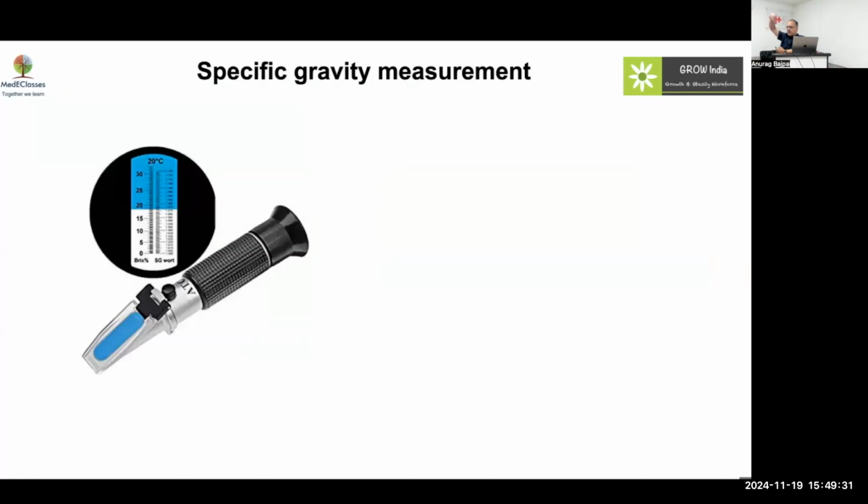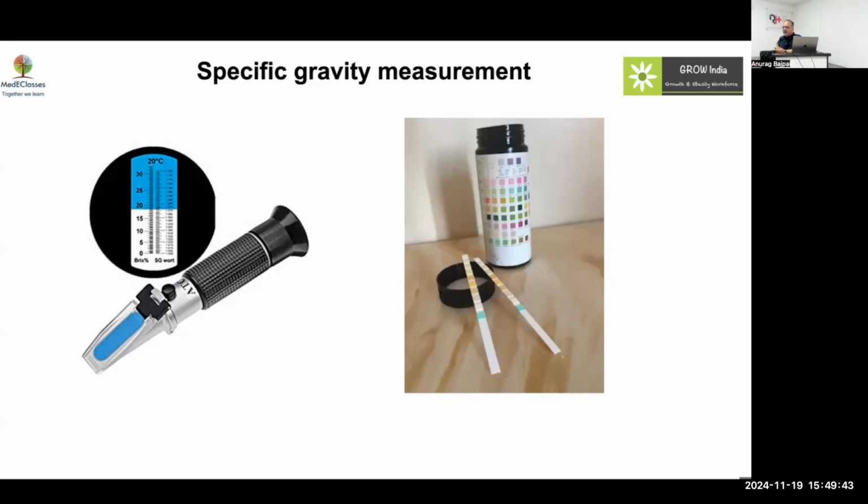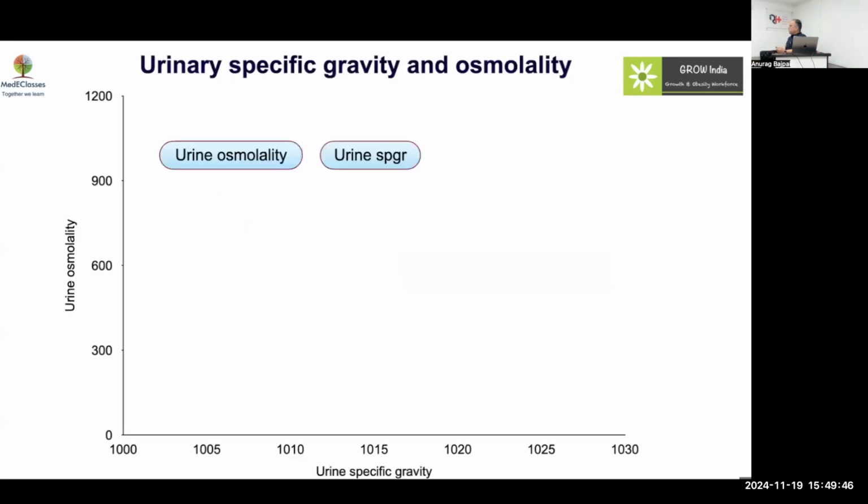So the ideal machine is a dip one which can measure the specific gravity, but the refractometer is also a reasonable idea. The strips are not good to assess specific gravity. So I would prefer the refractometer, which can give you a good idea. This we already discussed, that you expect this as you compare osmolality with specific gravity. I'm putting this because some centers may not have osmolality easily available. So 1005 is roughly equivalent to 100. 1010 is roughly equivalent to 300. And if you go to 1015, it becomes around 600. So your classical figures of 300 and 600 become 1010 and 1015.